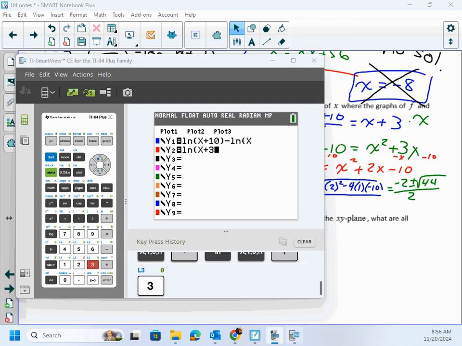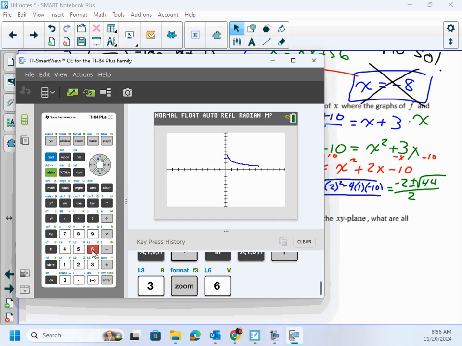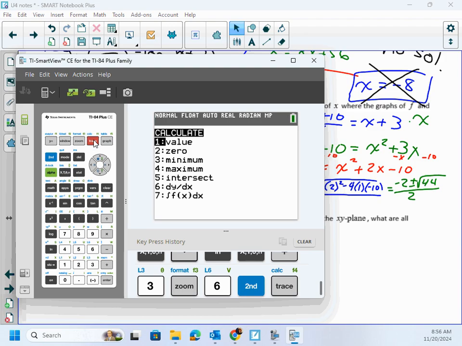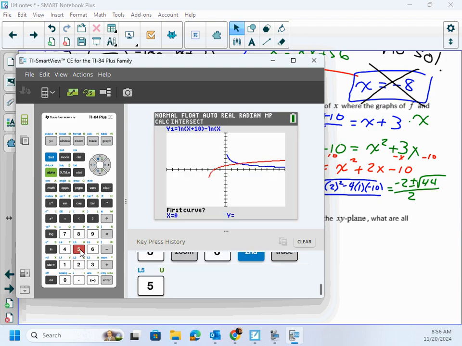As you can see, I have plugged in the natural log of x plus 10 minus the natural log of x, and the natural log of x plus 3. I'm going to do a zoom 6 to make sure my window is just the same window that I've been doing. And you know what? Here's my intersection. Notice there's only one. There is a vertical asymptote right here and a vertical asymptote right here. That's the only intersection. Second trace, intersect.